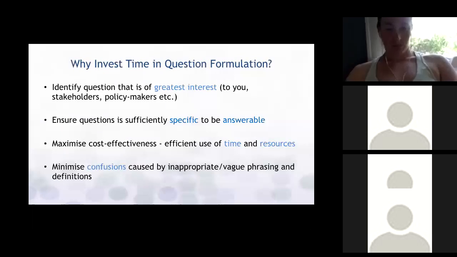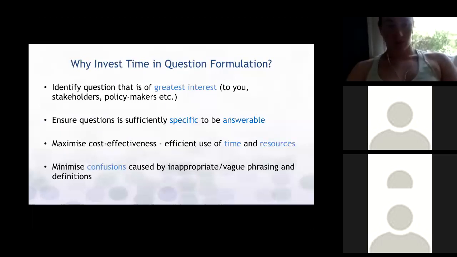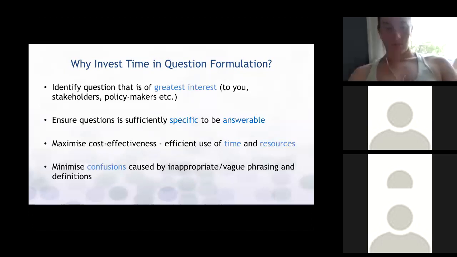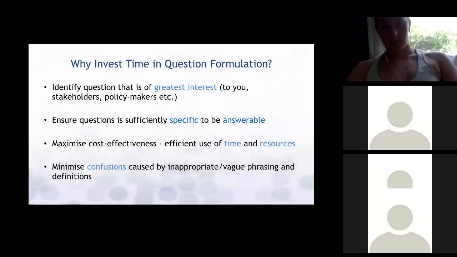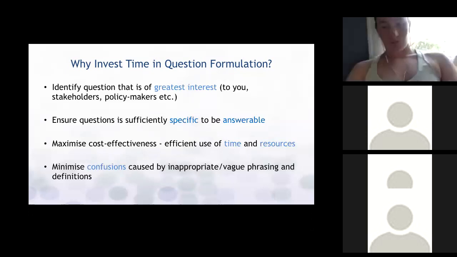So first, identifying a question that's of interest. But the second is ensuring that the question you've identified is specific enough that you can answer it. So if we said we're going to do a review of what is the meaning of life?